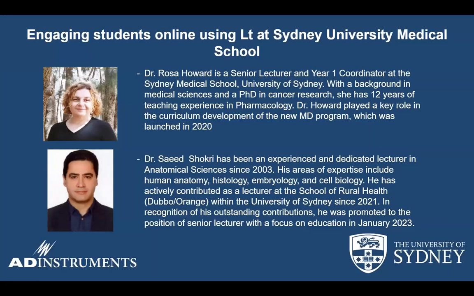Dr. Saeed Shokri has been an experienced and dedicated lecturer in anatomical sciences since 2003. His areas of expertise include human anatomy, histology, embryology, and cell biology. He has actively contributed as a lecturer at the School of Rural Health in Dubbo and Orange, in New South Wales, Australia, since 2021. Because of his outstanding contributions, he has been promoted to senior lecturer since January 2023.